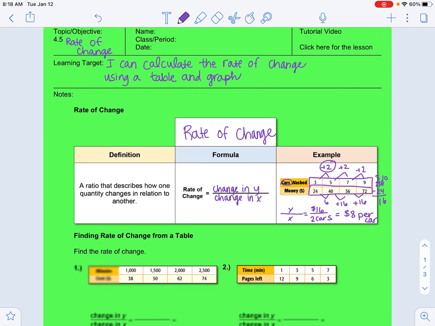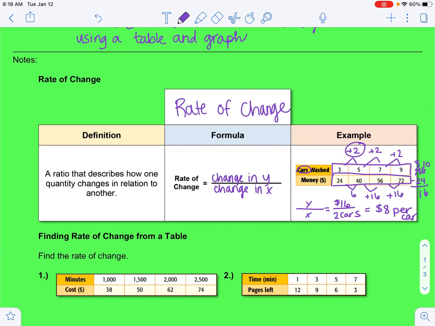Alright, so that is what rate of change is. We'll be doing quite a few examples, both from tables and from graphs. If that example didn't quite make sense, hang in there. We still got a long way to go.